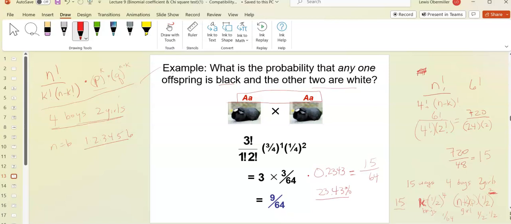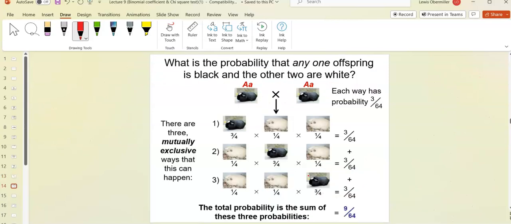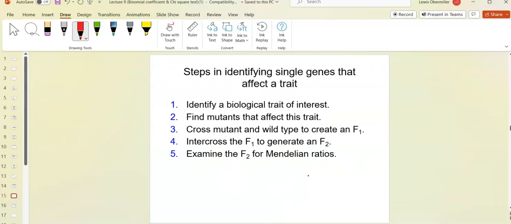If it's ordered, then we can't use the binomial, because the binomial is telling us how many different outcomes we can have that are the same. Right? Just like the rolling of the dice. And hopefully that makes sense. Okay.